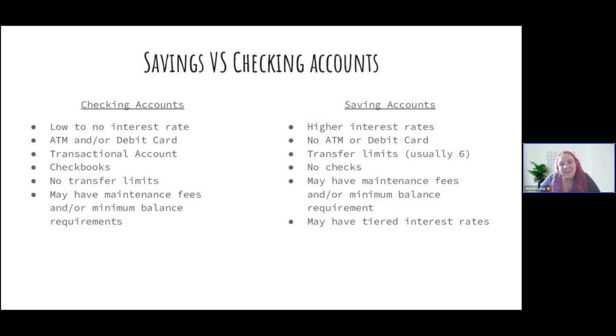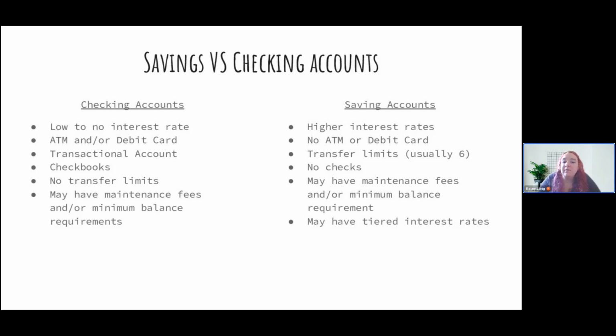And then, so savings accounts, they're designed for saving. So they have the higher interest rates. So the money you put in is going to be making money for you. Typically, savings accounts do not come with a debit card or an ATM card. They generally have a limit of around 6 transfers per month because they are not designed to be a transactional account. They generally do not come with checkbooks.